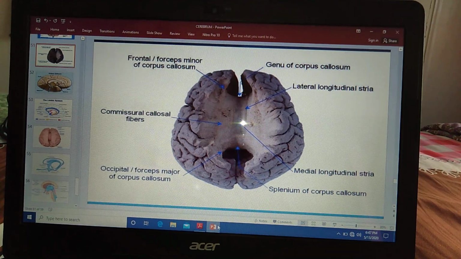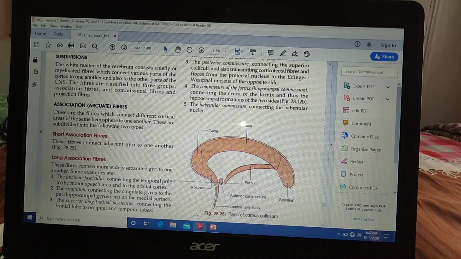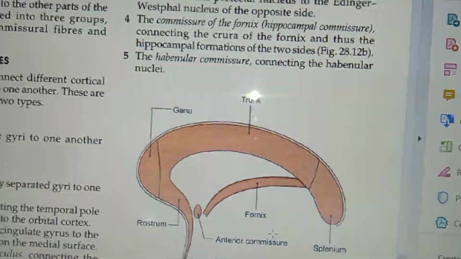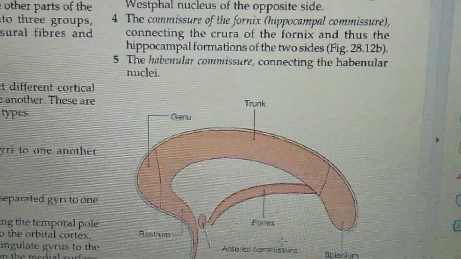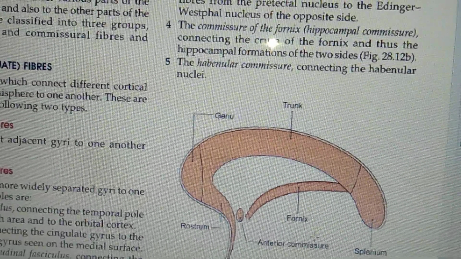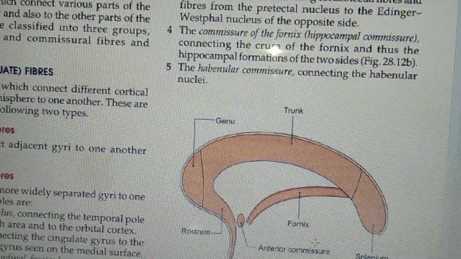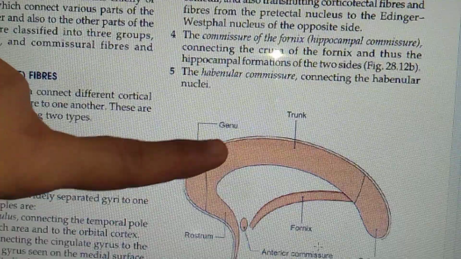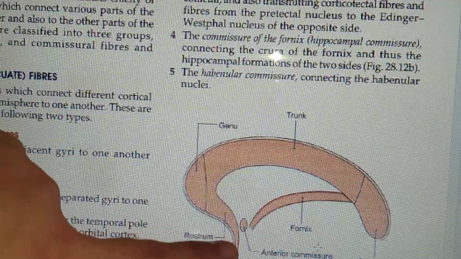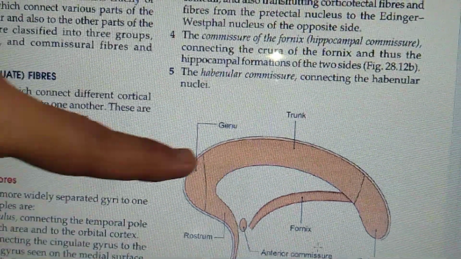Next are the parts of the corpus callosum. Here you can see the different parts of the corpus callosum are shown. Basically four parts are there. The first you can see here is the genu. This anterior end that you can see is the genu. Then this is the rostrum, trunk and splenium. Okay, one by one we'll take. First, genu, it is the anterior end.